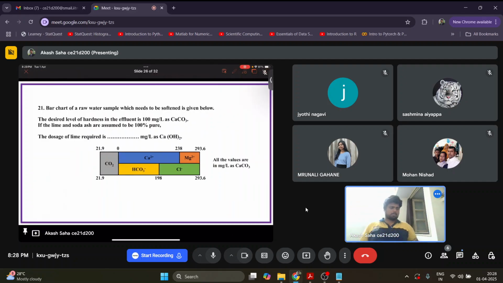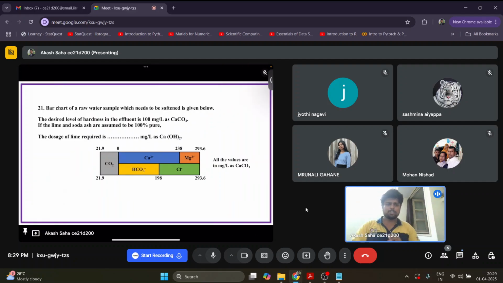See, one chart I have already shown you. So directly in some questions this chart will be given. Before the zero level you can see the concentration of CO2 is also given. Just forget it for now. You just see the right side of the zero part. We can say calcium and magnesium. Then the HCO3 minus and Cl minus concentration, everything is given.